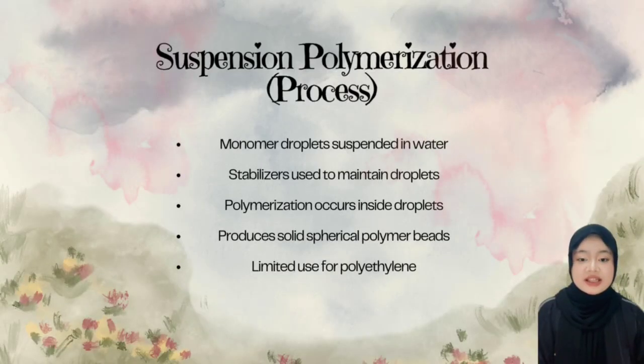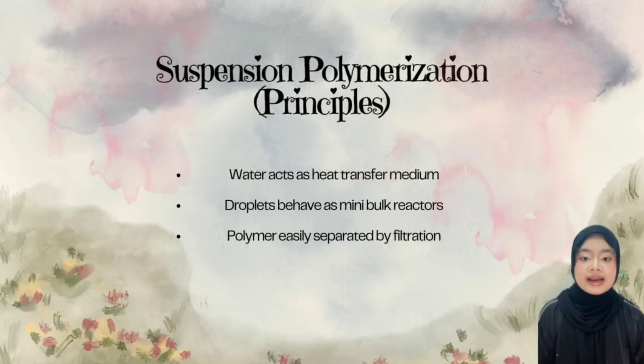The next method is suspension polymerization. In this method, ethylene monomers are suspended in water as small droplets. Each droplet acts like a mini bulk reactor where polymerization occurs. Water acts as a heat transfer medium, helping to control the reaction temperature. The resulting polyethylene is formed as solid beads, which are easy to separate by filtration.